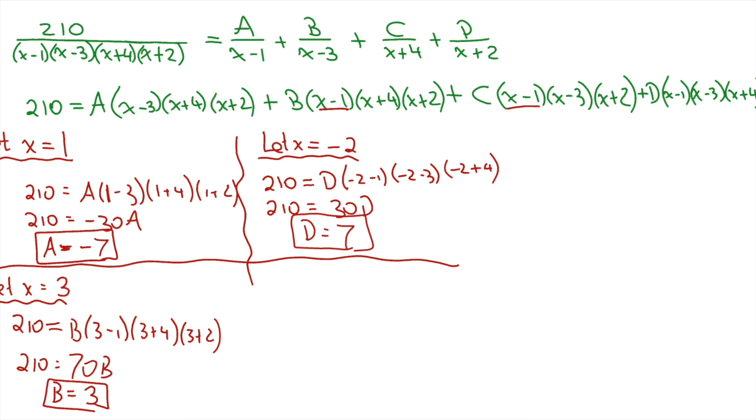And the last one, let x equal negative 4. And the only one you have left is C, and we get 210 is equal to the c term, because everybody else goes poof. So we get c times negative 4 minus 1, negative 4 minus 3, and then finally negative 4 plus 2.